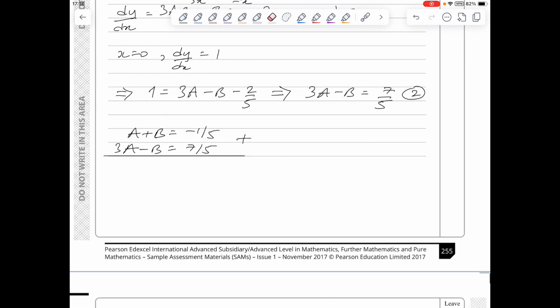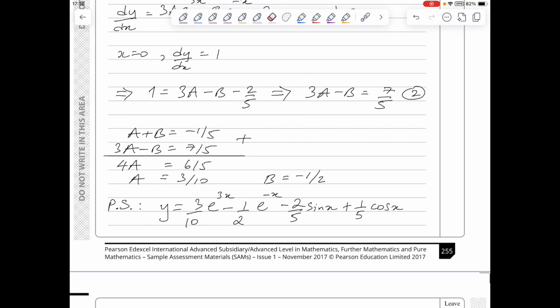So if I add the two equations this time, I will get 4a is equal to 6 over 5. So a is 3 over 10, which means b is minus 1 over 2. And if I replace everything into the general solution, I will get the particular solution, y is equal to 3 over 10 e to the 3x minus 1 over 2 e to the minus x minus 2 over 5 sine x plus 1 over 5 cos x.